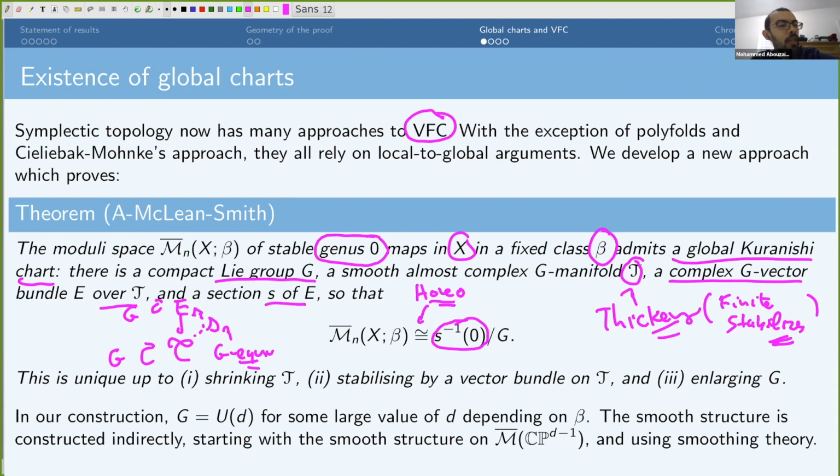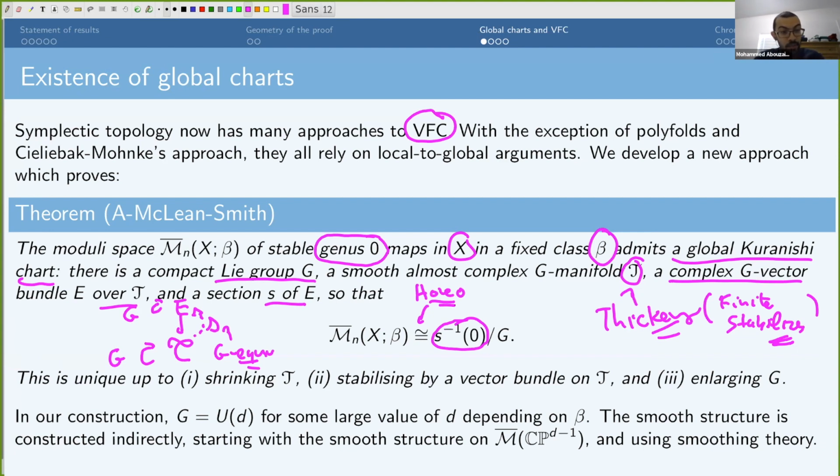If you know a little bit about virtual fundamental chains, how they're constructed, what you would notice is that locally, this is what people normally talk about, except that they talk about the G being finite and they talk about the vector bundle being trivial. Normally people say, well, we have a small open subset of the moduli space. In that open subset, we can find a thickening, which is some manifold with a finite group action. And we can find usually a trivial vector bundle, so a representation of G and a map from the thickening to it, so that the inverse image of 0 modulo the finite group is the little part of our moduli space.